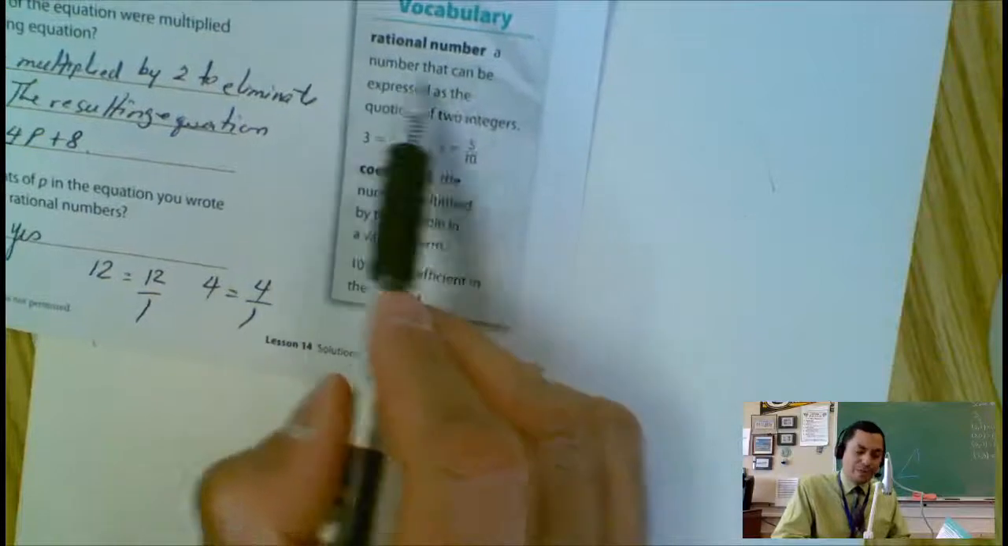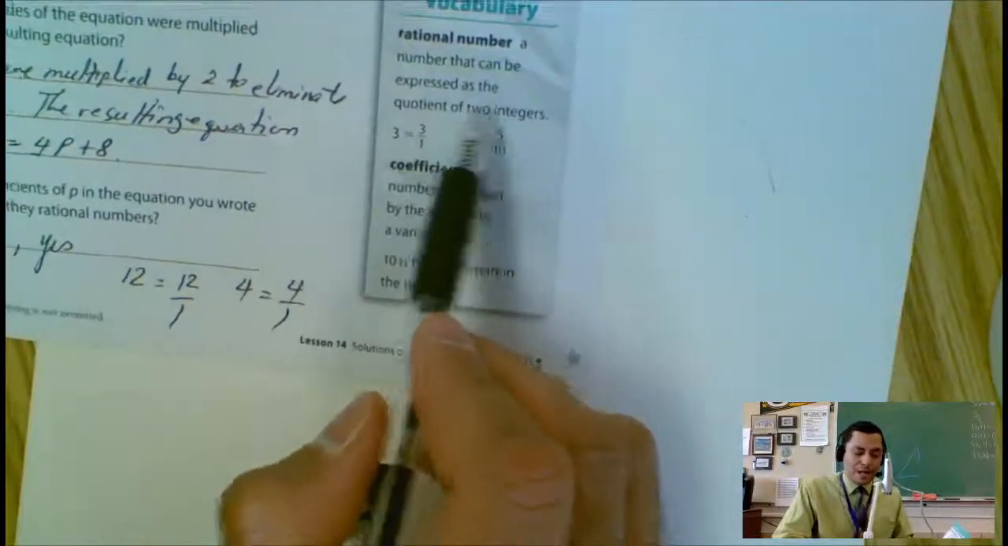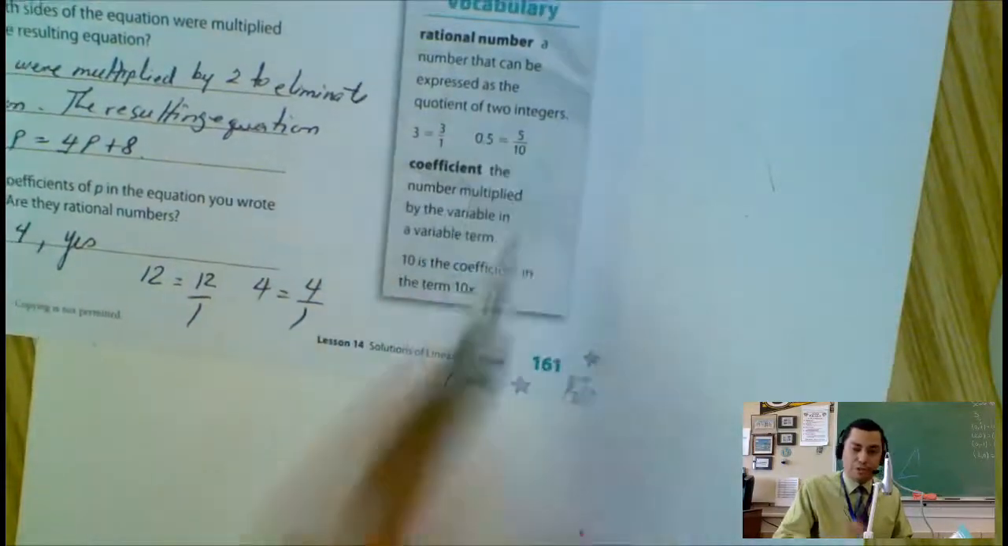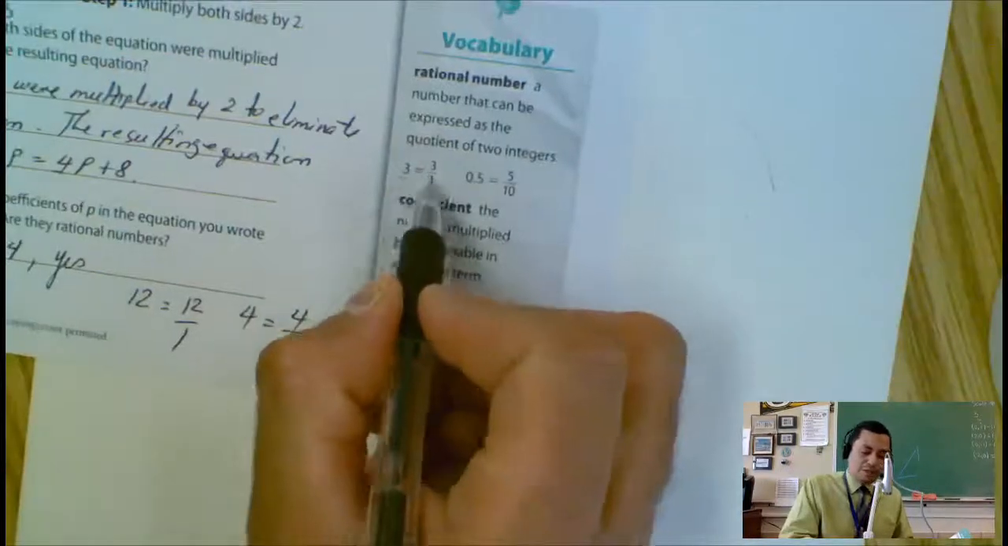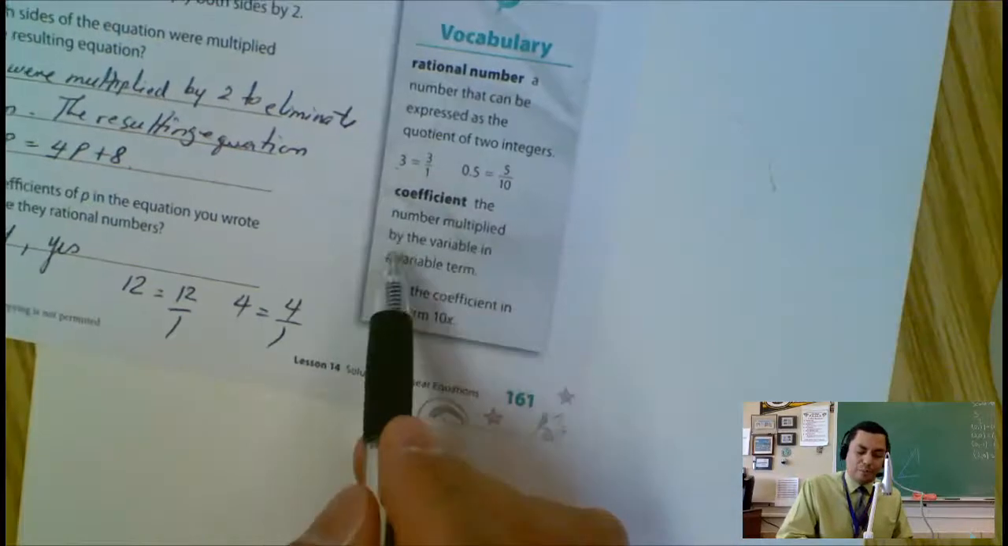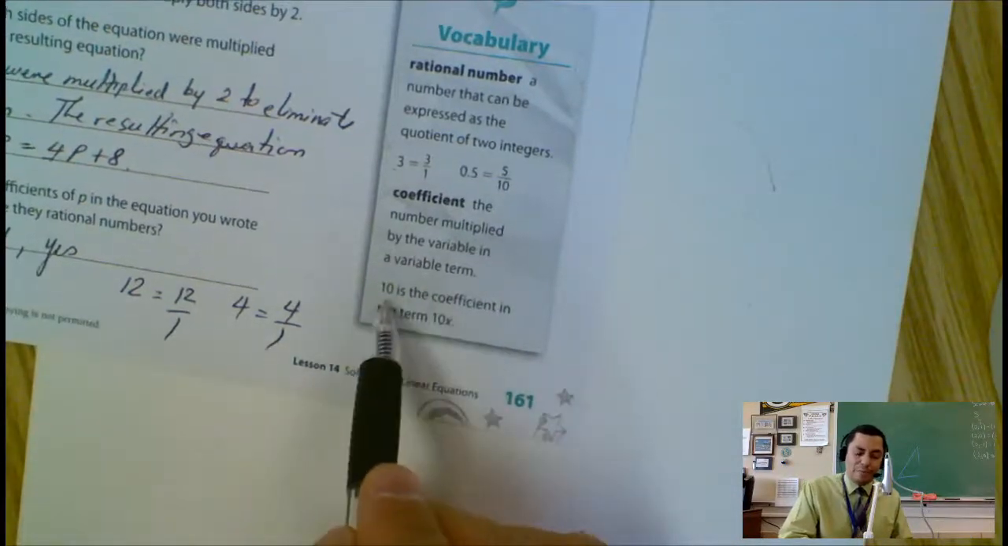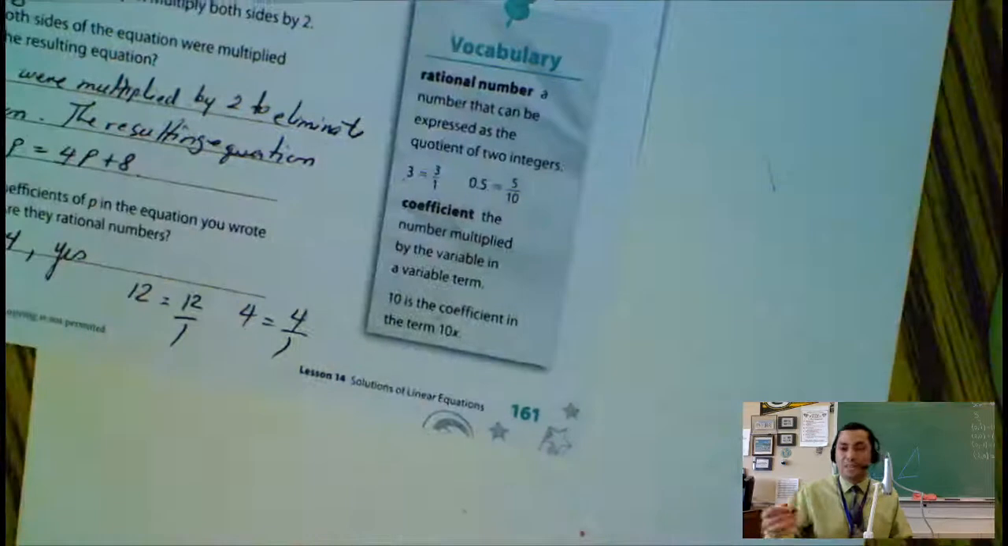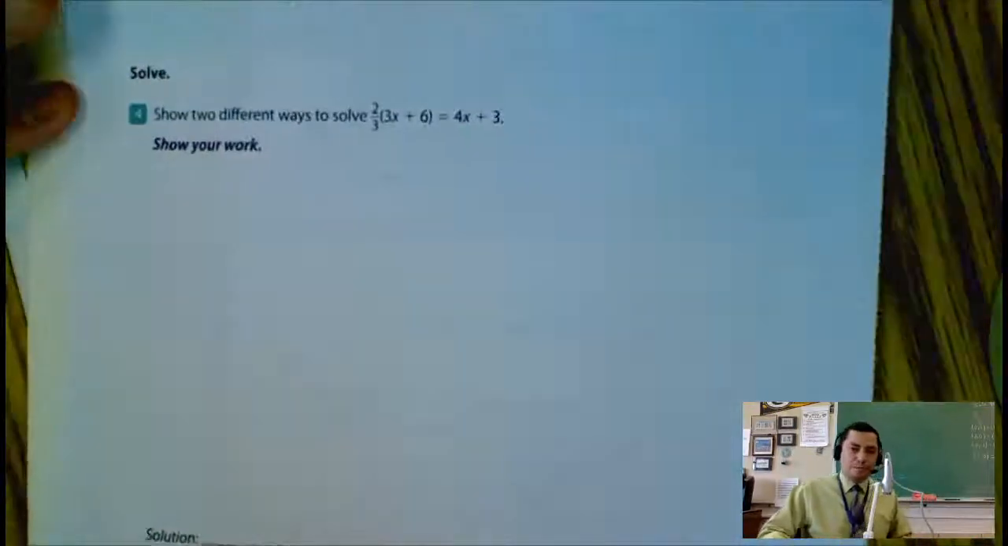Now, let's turn the page. Remember that a rational number is a number that can be expressed as the quotient of two integers, or division. So 3 is equal to 3 over 1, 0.5 is equal to 5 over 10. A coefficient is the number multiplied by the variable in a variable term. 10 is the coefficient of the term 10x. It's the number with the variable. So let's move to problem number 4.